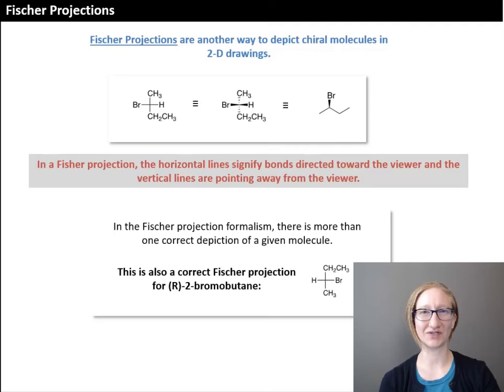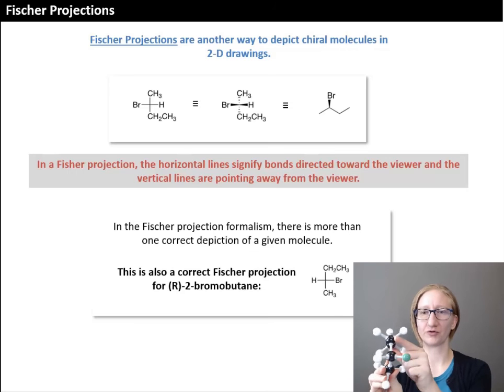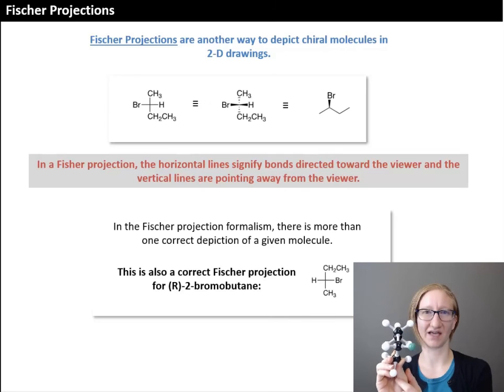Here I'll just show you an example of a second correct Fischer projection for R-2-bromobutane, the structure we've been looking at. I can orient the structure so that the ethyl group is pointing up and back, and the methyl group is pointing down and back. And we're looking at this chiral carbon, the same chiral carbon, and this orientation puts the bromine now to the right and forward, and the hydrogen to the left and forward, giving us a second correct Fischer projection.